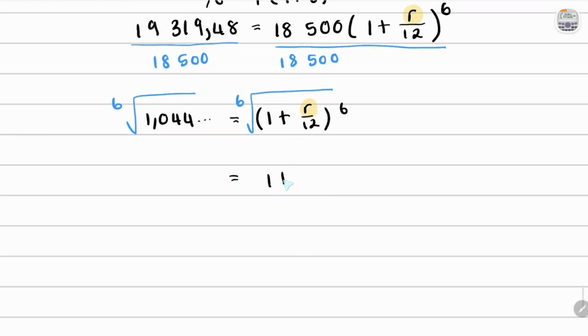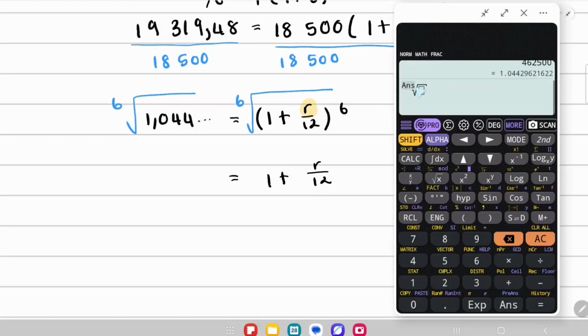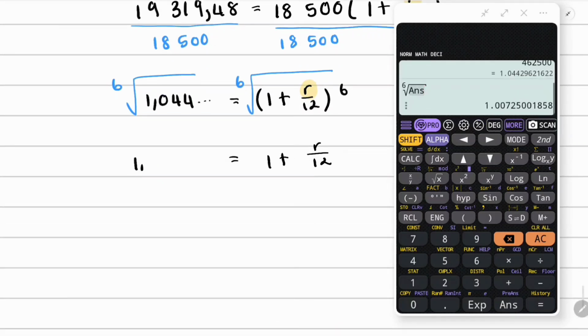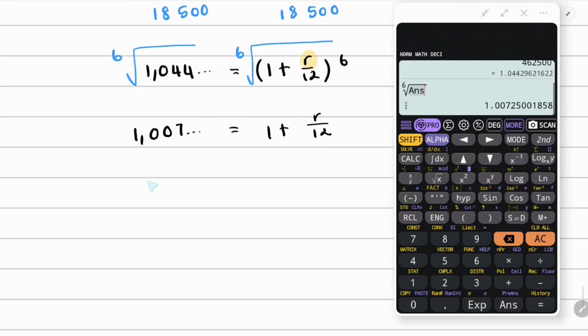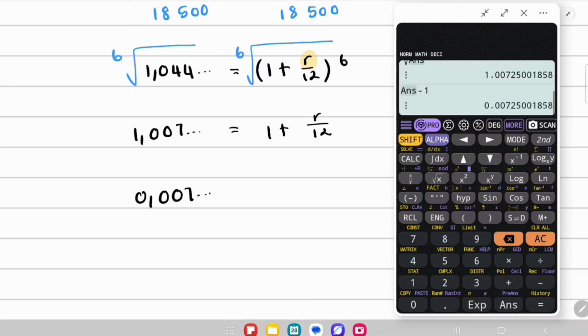And this leaves us with 1 plus R over 12. And then on this side, we can find the 6th root. Now, on your calculator, it will actually work fine if you say that. I'm just going to have to make adjustments here. So we are going to find the 6th root of whatever the answer to this is. So we're going to say 6th root of the previous answer, which we can put as decimals. So this is 1.007 and it keeps going. Then we can go ahead and take this 1 over. So it's going to be minus 1, which gives you 0.007, and that keeps going. And just make sure that you do that on your calculator as well, so that is applied.